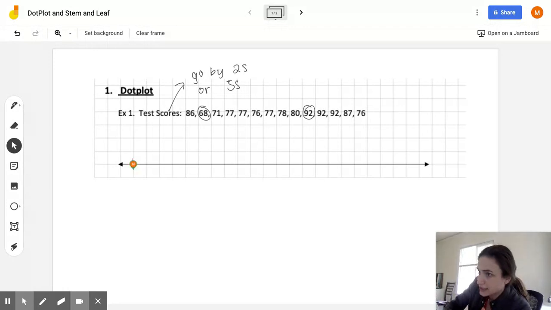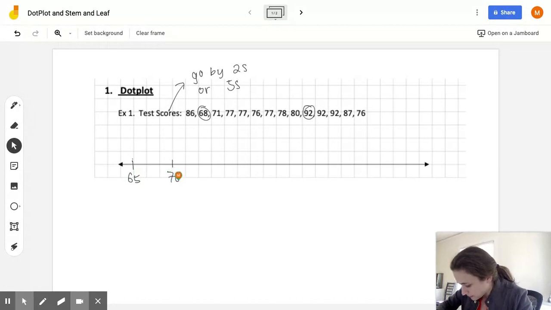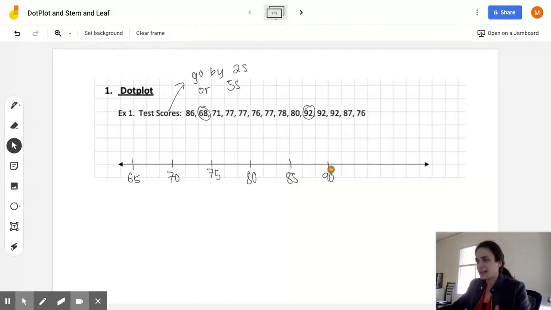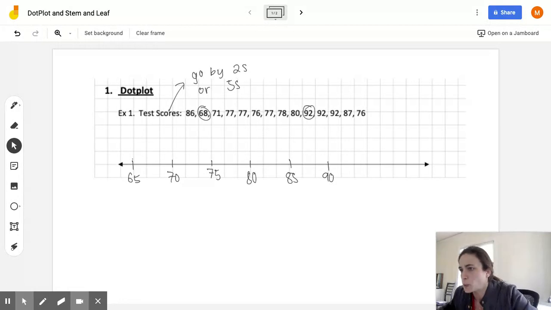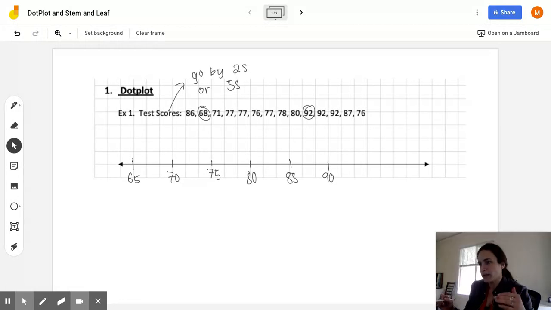So I might try like this. Actually, don't write this down yet, okay? So 70, 75, 80, 85, 90. And if you guys notice, it doesn't go all the way to the end. You could leave it like this. I wouldn't take off points. It's fine. But if you want to make a really good, accurate graph, I'm going to erase it.